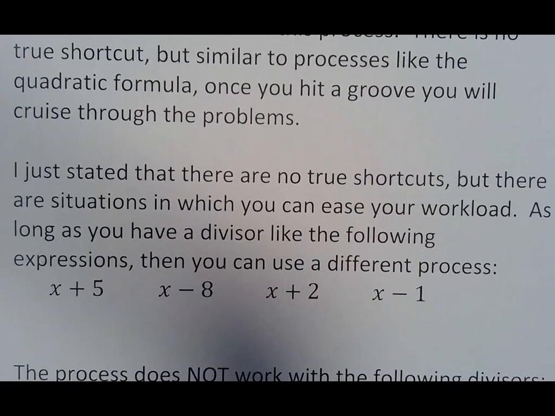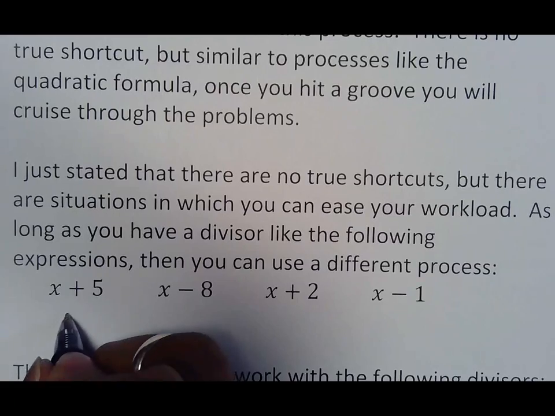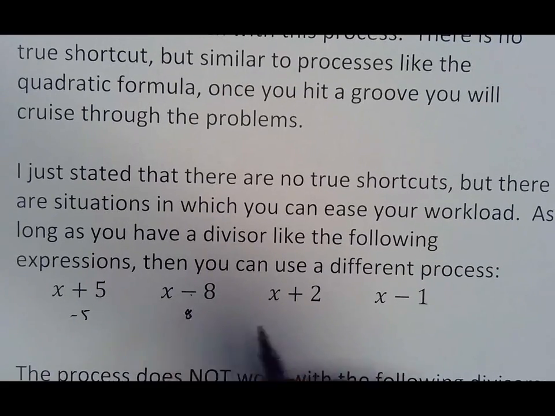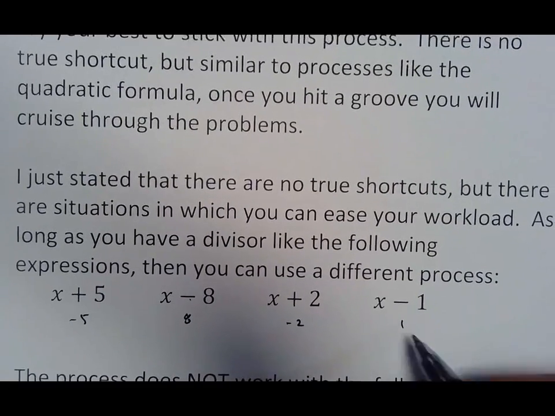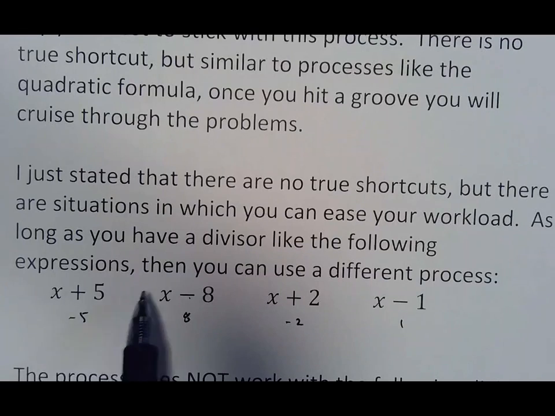And I did just state that there are no true shortcuts, but there are short situations in which you can ease your workload as long as you have a divisor like the following. Divisor means that's what you're dividing by. x plus 5, x minus 8, x plus 2, x minus 1. Kind of like when you were solving by factoring. What's the solution here? It's negative 5. What's the solution here? 8. What's the solution here? Negative 2. What's the solution here? 1. Because if you set that to equal 0, you just kind of move the number and that's it.